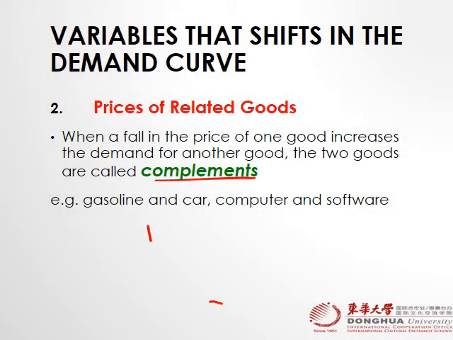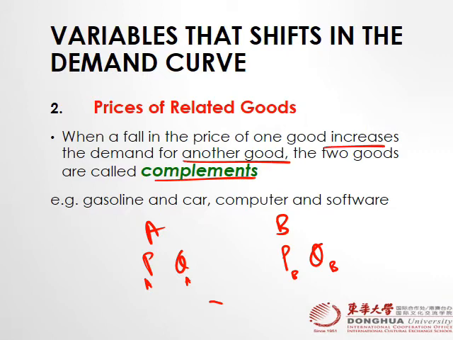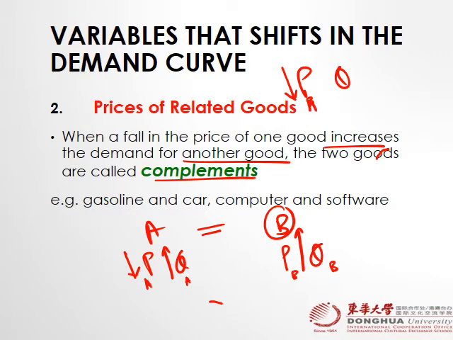Regarding the complements, similarly, if A and B, we have the law of demand here. When the fall in the price of one good increases the demand for other goods, for example, if the price of A decreases, it also causes its own demand to increase. In addition, the product B quantity also increases. Or in simple terms, if the price of the product A decreases, it causes the other product B demand to increase as well. We call this complement.